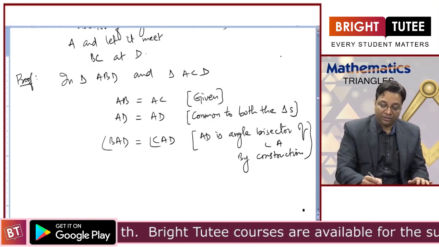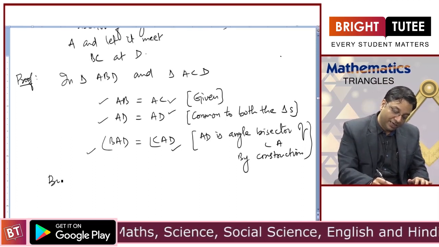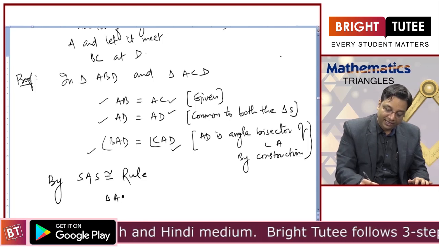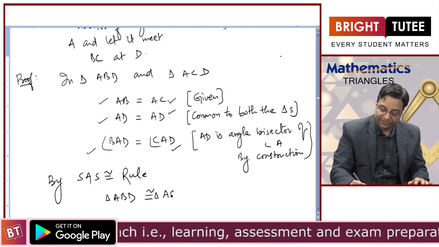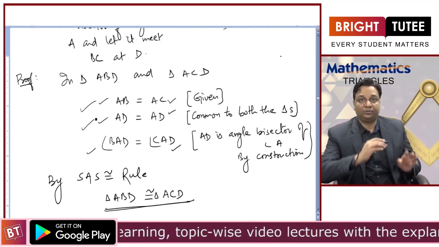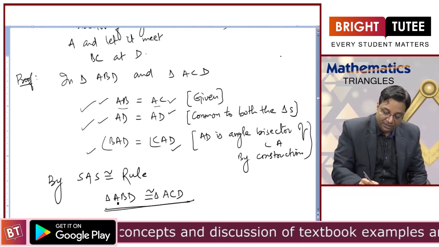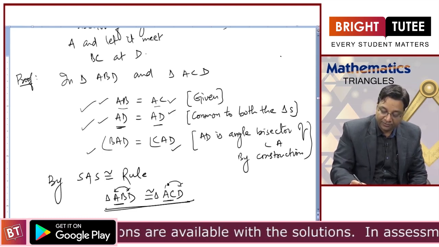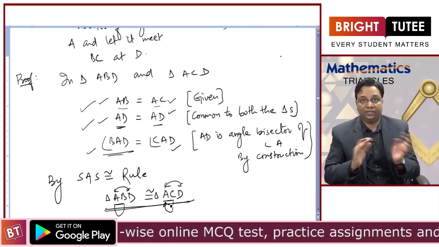Now see, two sides and the included angle are equal. So by the side angle side congruency rule, I can say triangle ABD is congruent to triangle ACD. This statement has to be made after you confirm the correspondence in your mind, that AB is equal to AC. So AB has to be equal to AC here. AD is equal to AD, so A and D are on first and third place. Angle BAD is equal to angle CAD. So you need to confirm the correspondence.